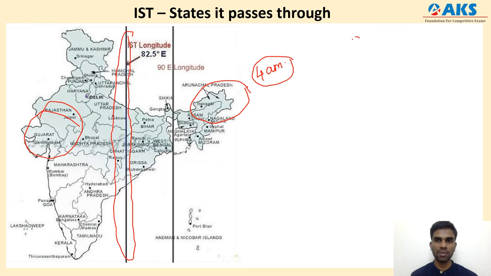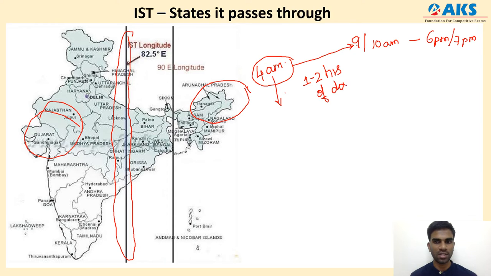But our office timings are usually from 9 or 10 a.m. to 6 p.m. or 7 p.m., or in some places 5 p.m. So in Arunachal Pradesh, though sun rises at 4 a.m., they have to go to work at 9 a.m. So they nearly lose 1 to 2 hours of daylight every single day. And they have to work after the sunset.